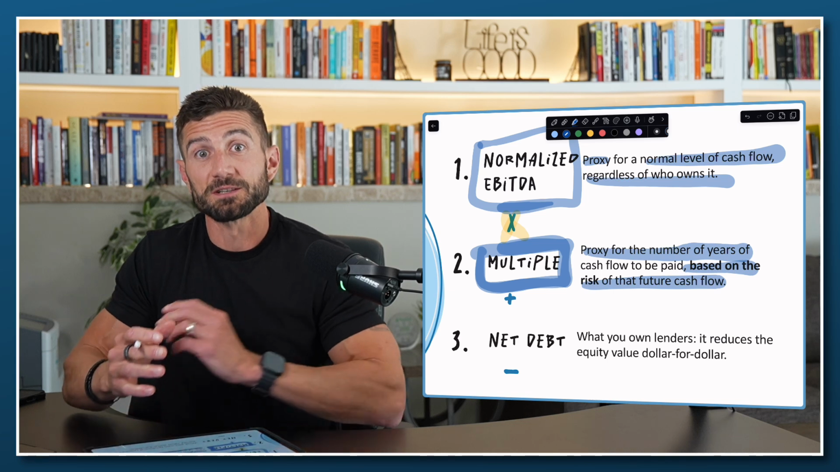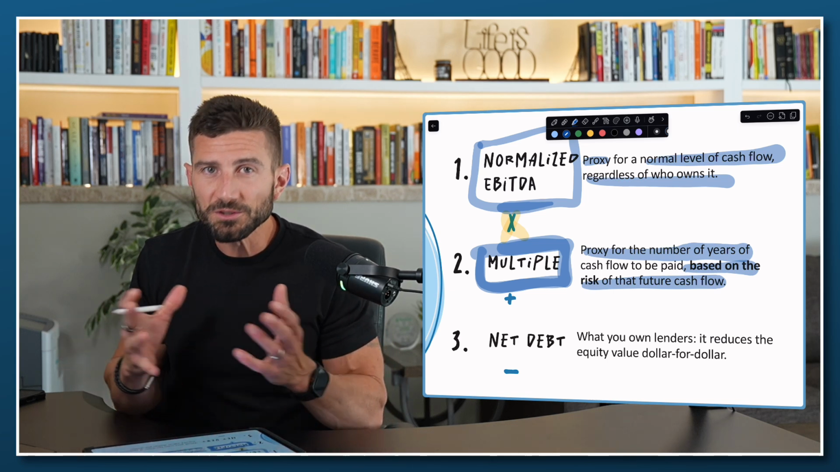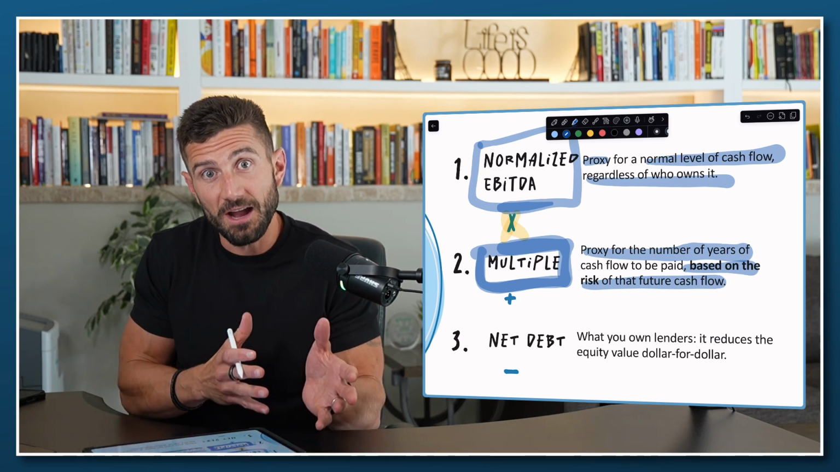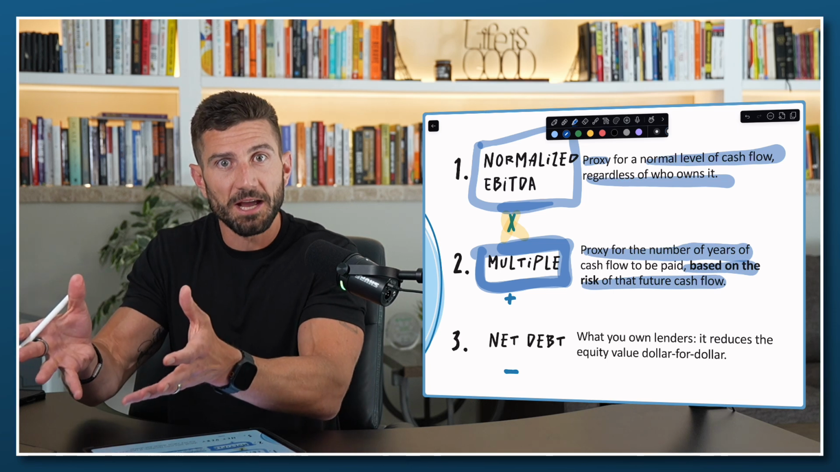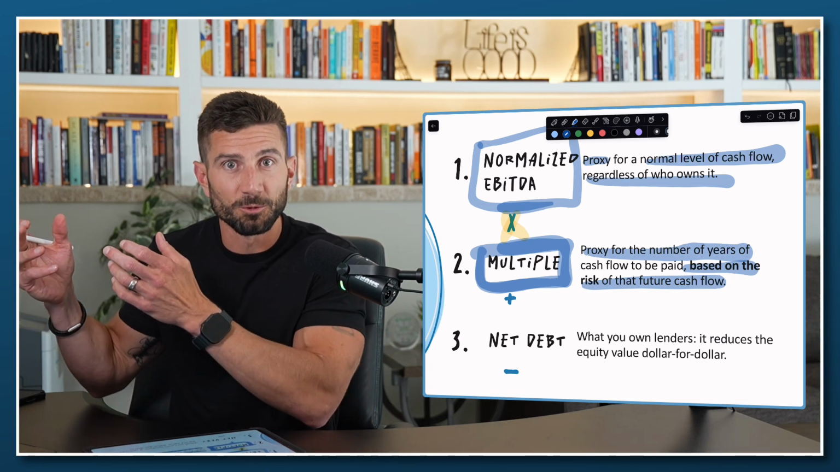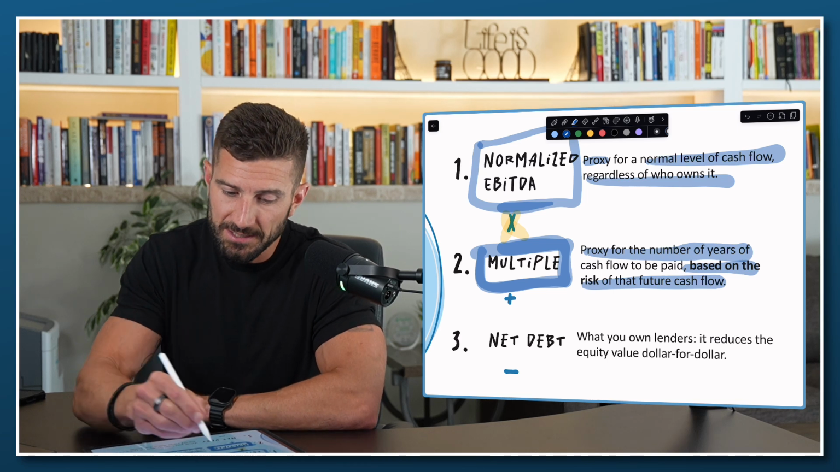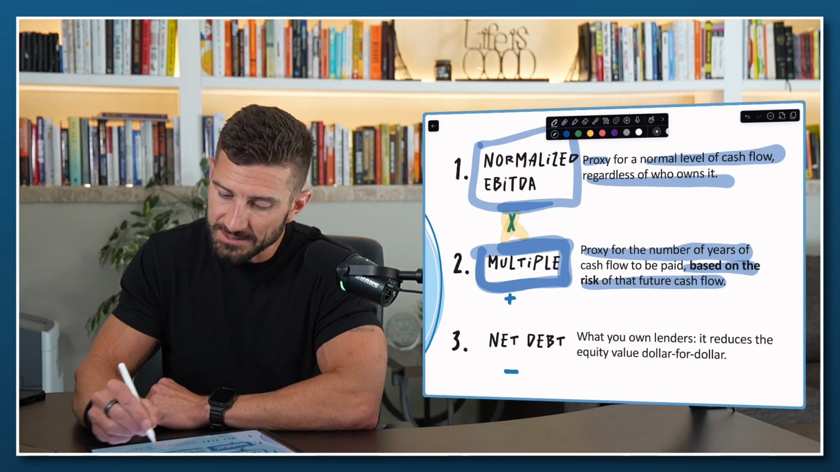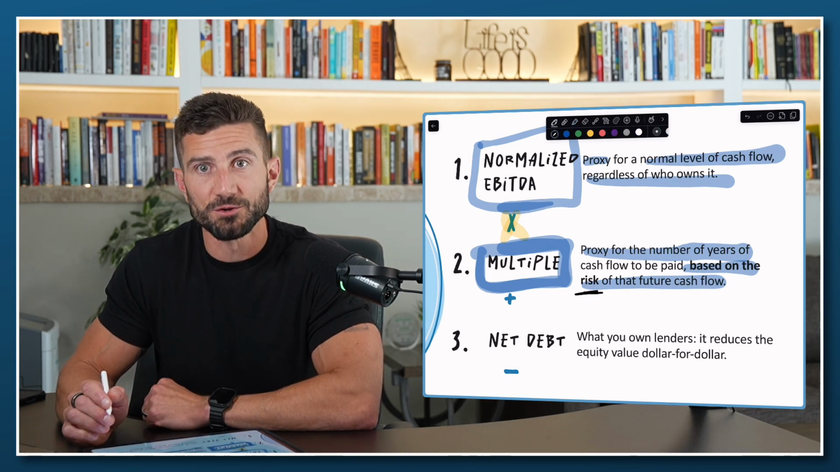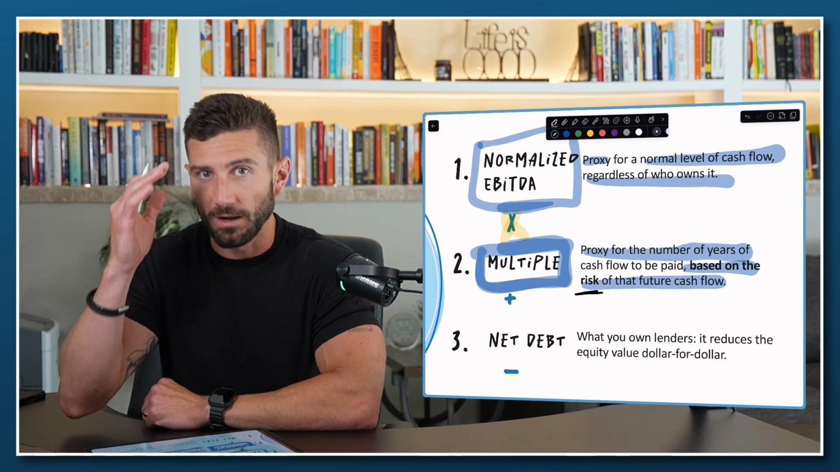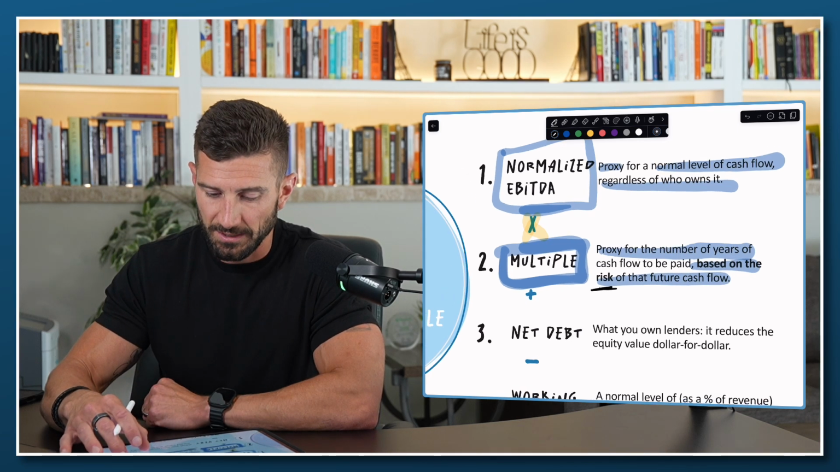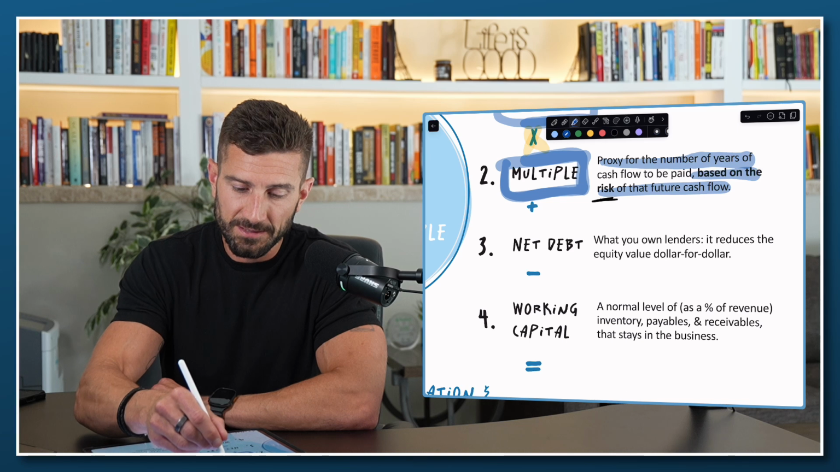So we're trying to say, okay, if it's a 5 multiple, and this is all just rules of thumb, everybody, someone's willing to give you 5 years of cash flow for that business. Someone says, I'm willing to give you a 4 multiple, it's 4 years of cash flow. And it's really based on the risk of that future cash flow. And I'm going to unpack all these, so don't sweat it. Net debt is the next one.